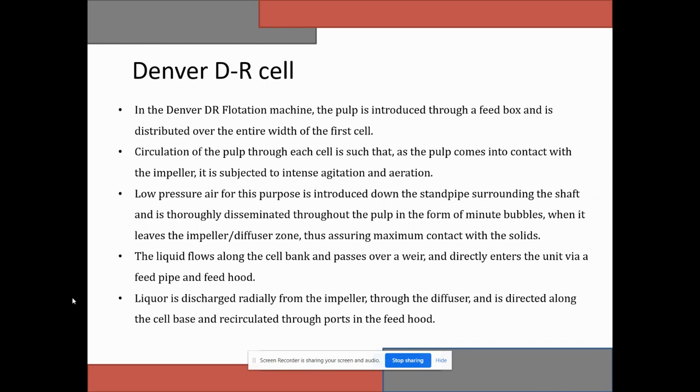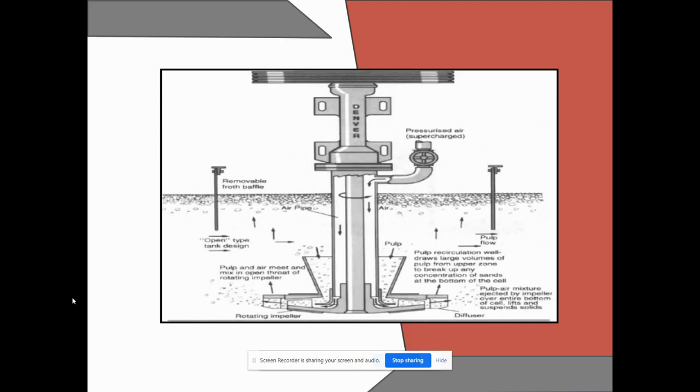Denver DR cell. Considering the next type of flotation machine, the Denver DR cell, whose mechanism will be explained through the diagram on the next slide. In the Denver DR flotation machine, the pulp is introduced through a feed box and is distributed over the entire width of the first cell. Circulation of pulp through the cell is such that intense agitation and aeration occurs as the pulp comes into contact with the impeller. Low-pressure air for this purpose is introduced down the standpipe surrounding the shaft and is thoroughly disseminated throughout the pulp in the form of minute bubbles, thus assuring maximum contact with the solids.